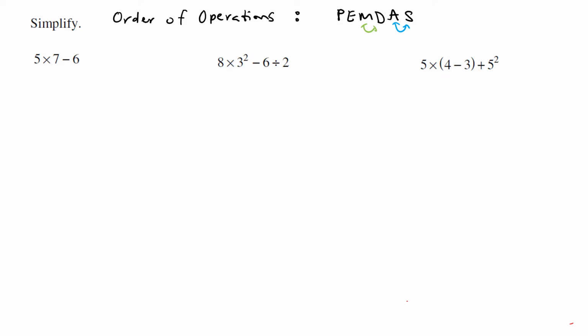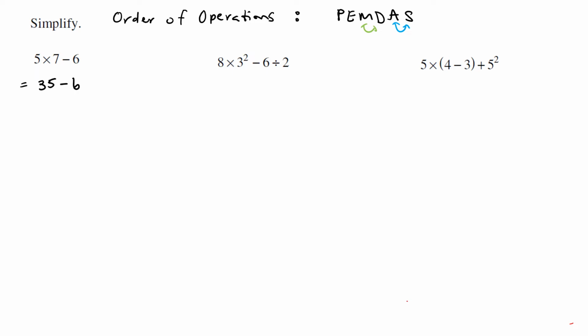We've got 5 times 7 minus 6. So we start at the beginning of order of operations, so our PEMDAS here, parentheses. Do we have any parentheses? No. Do we have any exponents? No. Multiplication or division? Yeah, we've got that 5 times 7. So that's that first thing that we're going to do there. So this is going to equal 5 times 7, which is 35, minus 6.